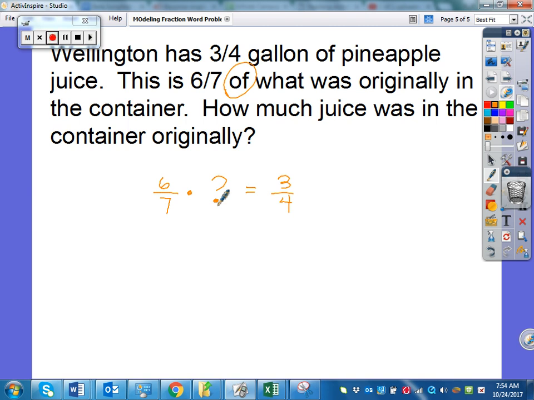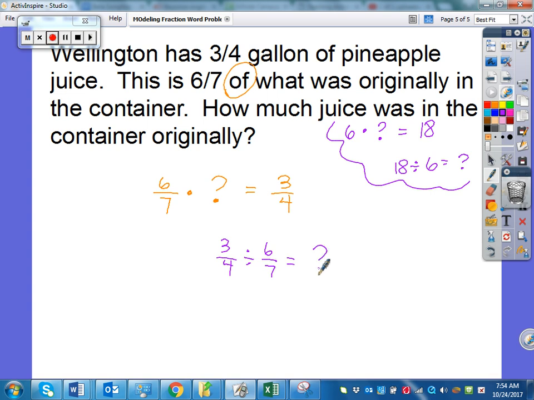Well, I'm going to take it back to whole numbers. If I have 6 and I multiply it by a mystery number and I get 18, how do we figure out what that mystery number is? Well, we know it's 3 because 6 times 3 is 18. But how did I get 3? Really, I did 18 divided by 6 to give me my mystery number. I'm going to use that same principle of whole numbers over here with fractions. I'm going to take 3/4 and divide it by 6/7 and I'm going to get my mystery number.